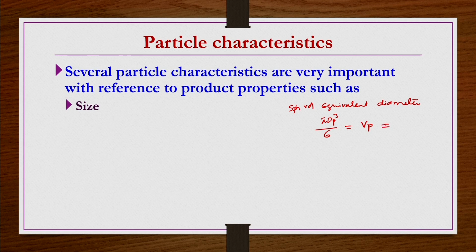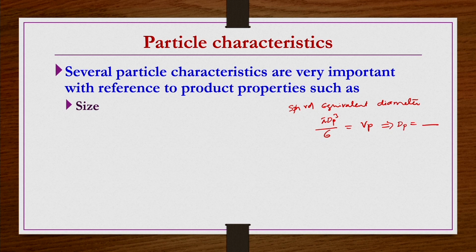Then, whatever Vp, the volume of the particle, that you calculate, you equate to the volume of a spherical particle of size dp. Dp is the nominal size or equivalent diameter of the particle. So, whatever dp you get, that is the nominal diameter. This diameter is nothing but the sphere volume equivalent diameter.